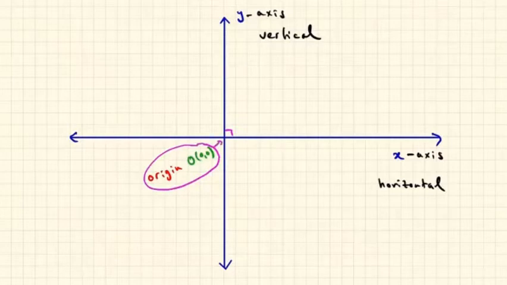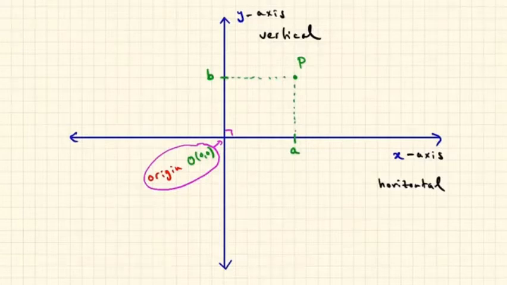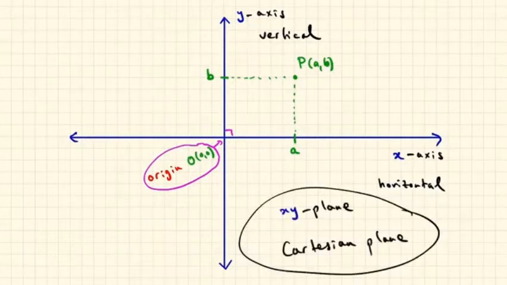This is a special case of the following. Take any point at all on this diagram. We'll call this point P, and move down to the closest point on the x-axis, say A, and move across to the closest point on the y-axis, say B. Then the pair A, B forms what's called the coordinates of P. If you imagine this diagram extending infinitely to the right and left and up and down, you get what's called the Cartesian plane or the xy plane.